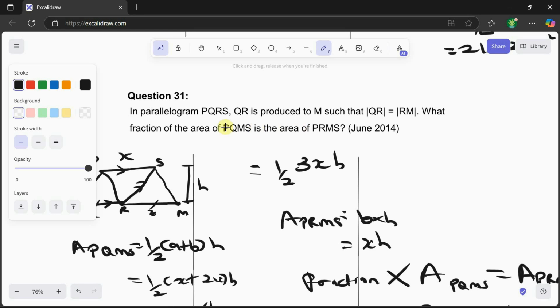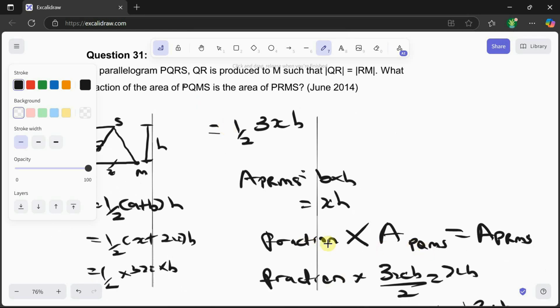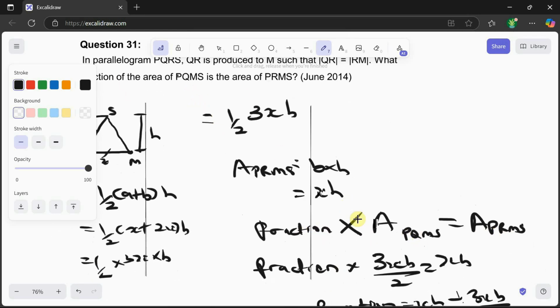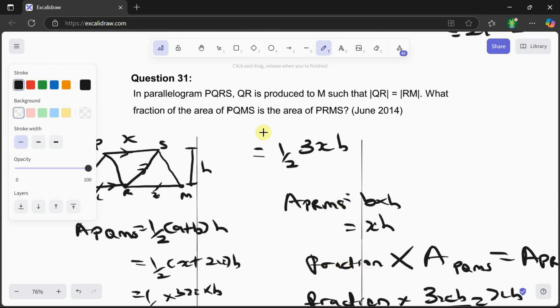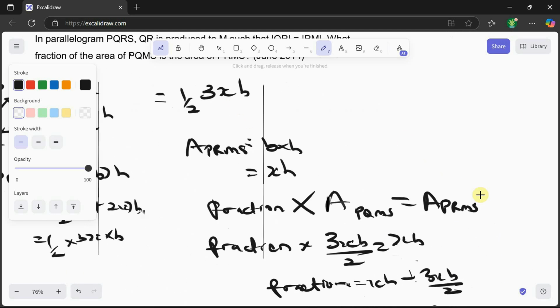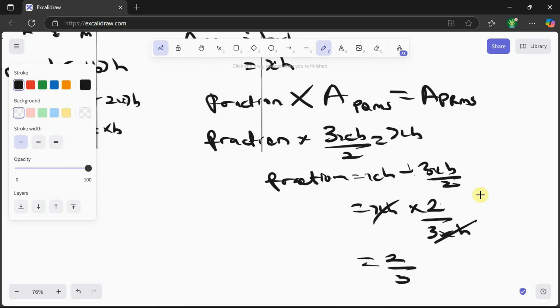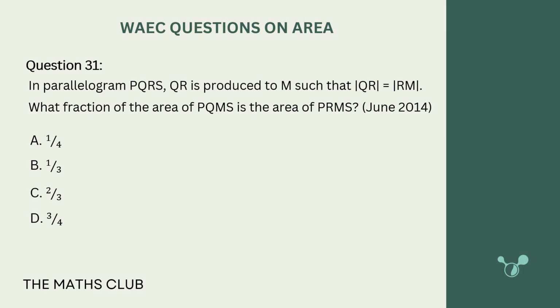If you don't put the word problem like this, you might most likely miss it. You might get maybe 3 over 2 or something funny. So just always say fraction of times the area of this one is equal to the area of this other one, and you'll be fine. So our answer is 2 over 3, and that will be option C.